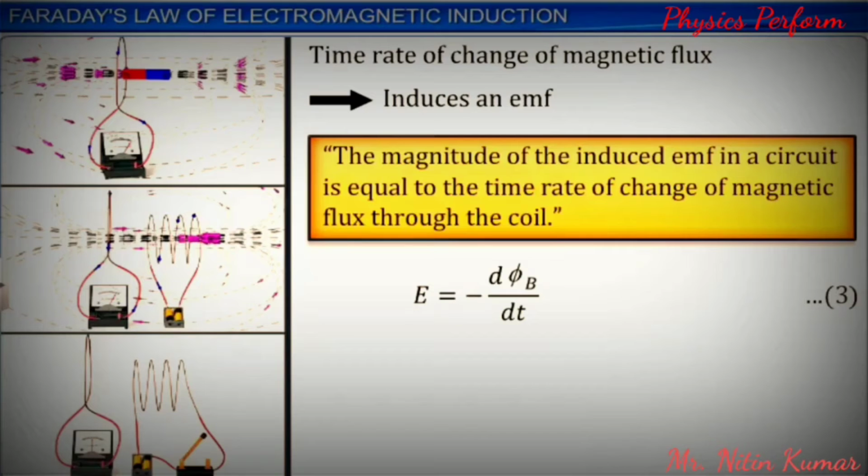In this equation, E is the induced EMF. The negative sign indicates the direction of EMF and hence the current in the closed loop.